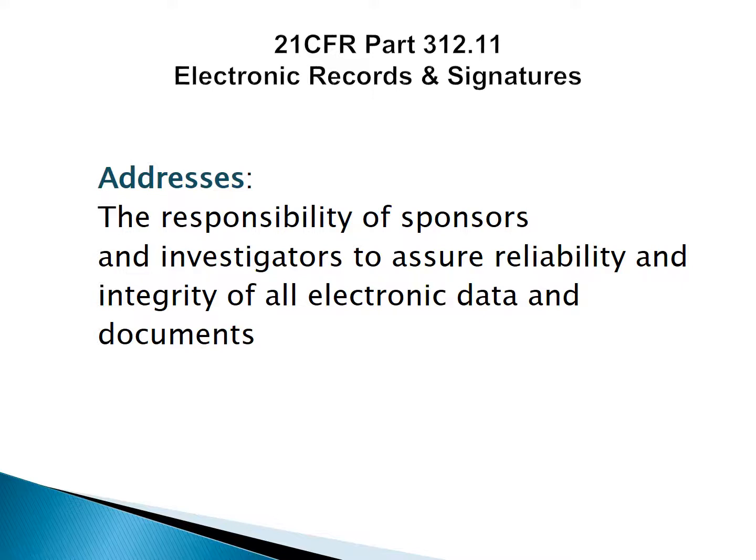Let's start with section 11. This is regarding electronic records and signatures. Now, this is a very small little bit of the code, but it is very important and became more important in the past 20 years because it talks about electronic data and electronic documents. And it addresses the responsibility of sponsors and investigators to assure that there is reliability and integrity in those documents.